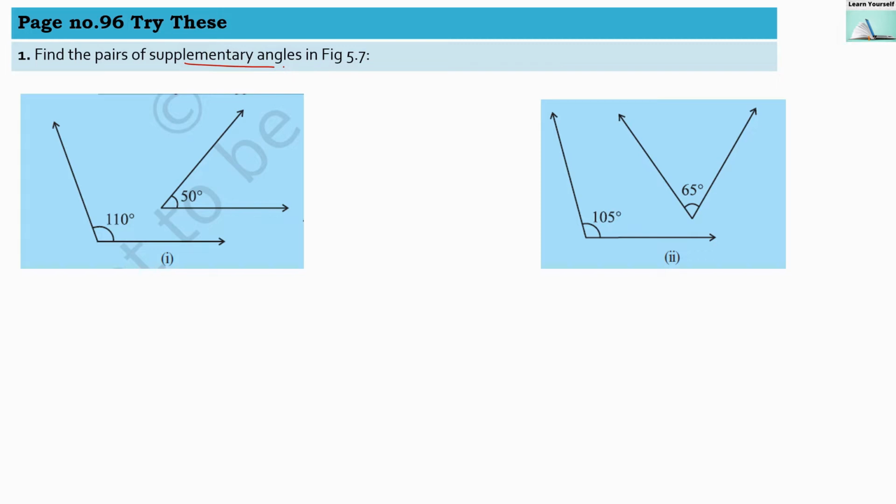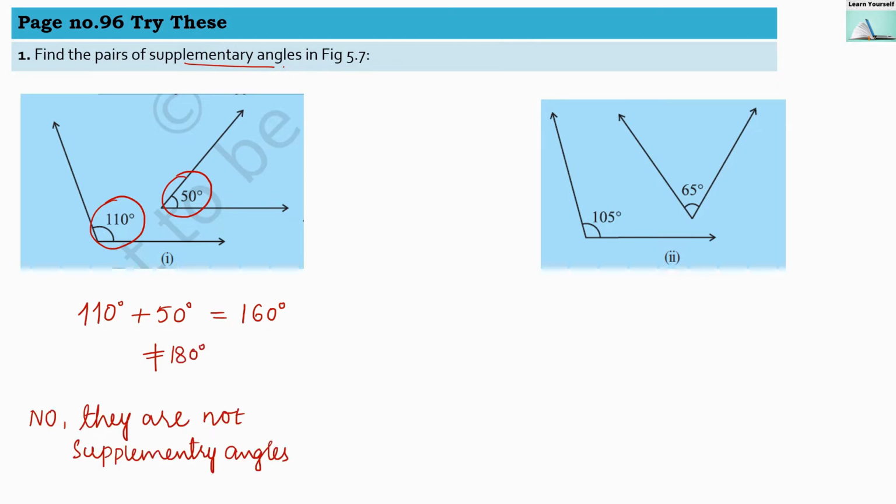So here in the first example, two measures we have, that is 110 and 50 degree. Let us add them. So 110 degree plus 50 degree will give us 160 degree. So it is not 180 degree. That's why they are not supplementary angles.